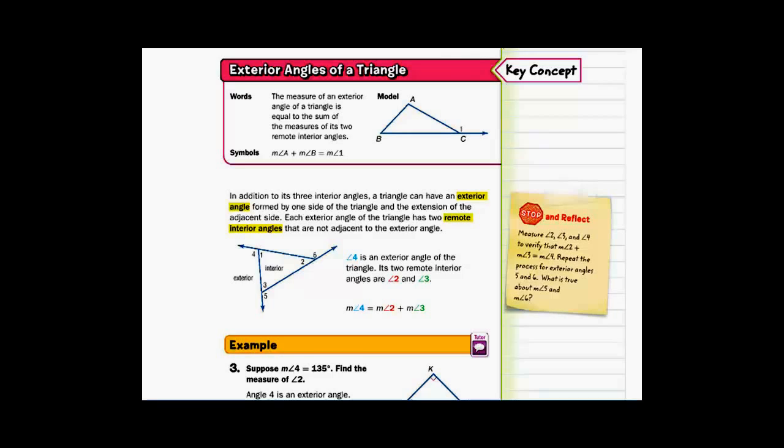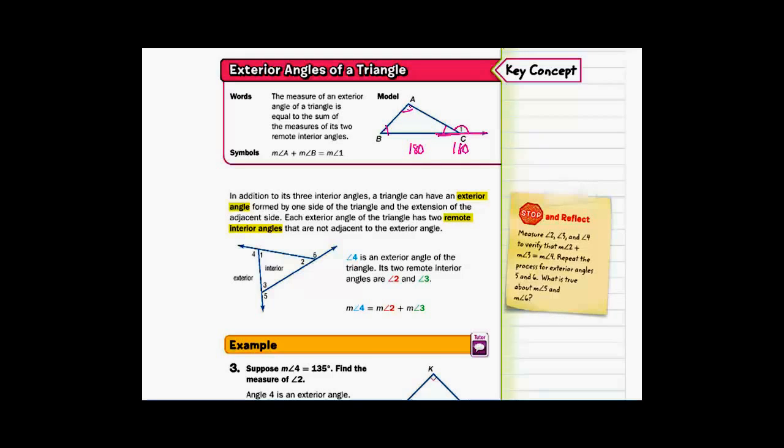Here it is saying the measure of an exterior angle of a triangle is equal to the sum of the measures of its two remote interior angles. Here's what this is saying. Because this is a straight line, which has 180 degrees in it, and all three angles of a triangle are 180 degrees, this angle on the outside is actually equal to A plus B. That is only because they have 180 degrees in both of them.